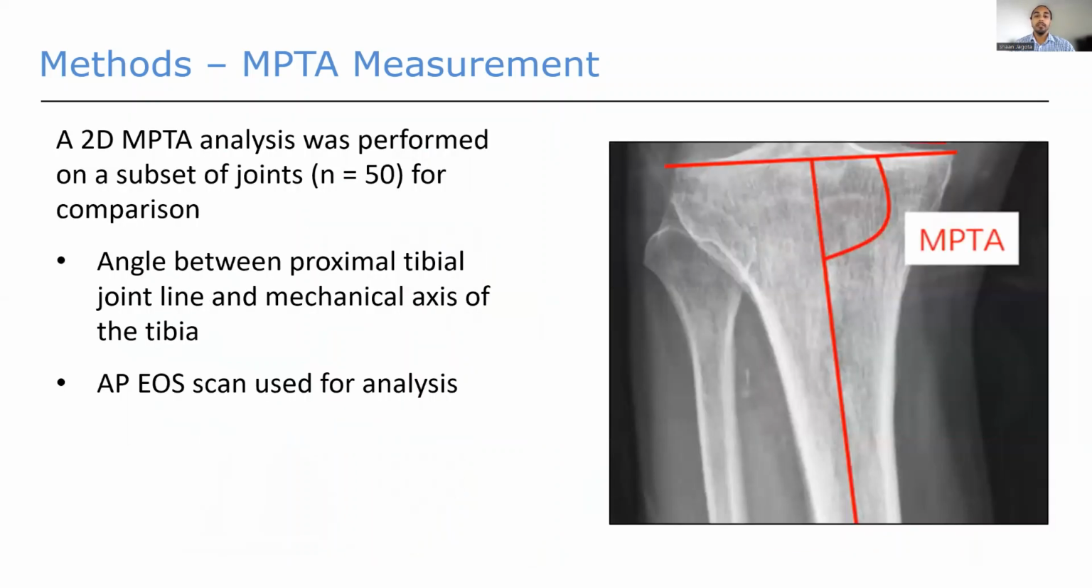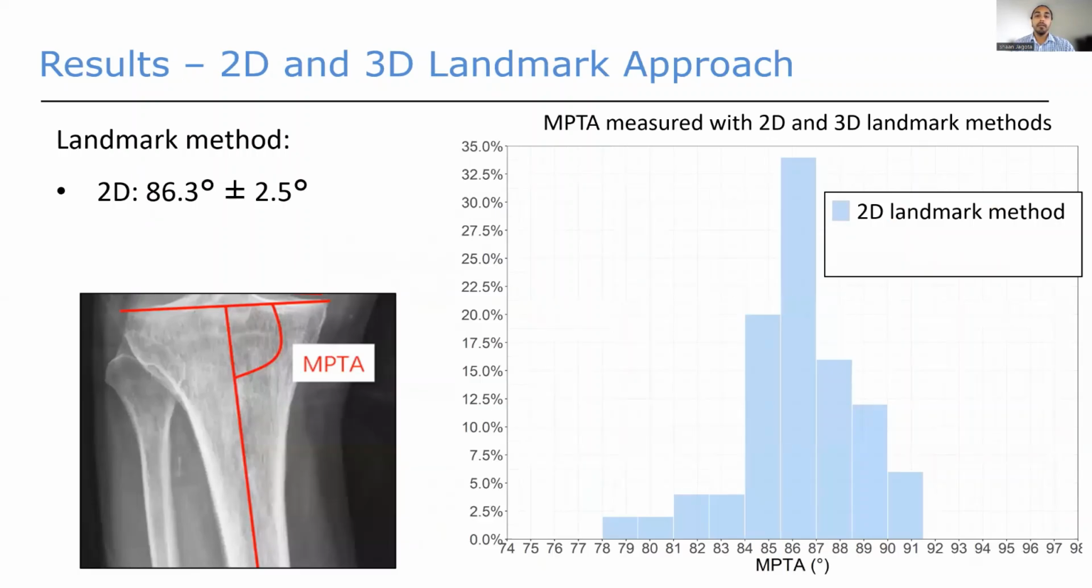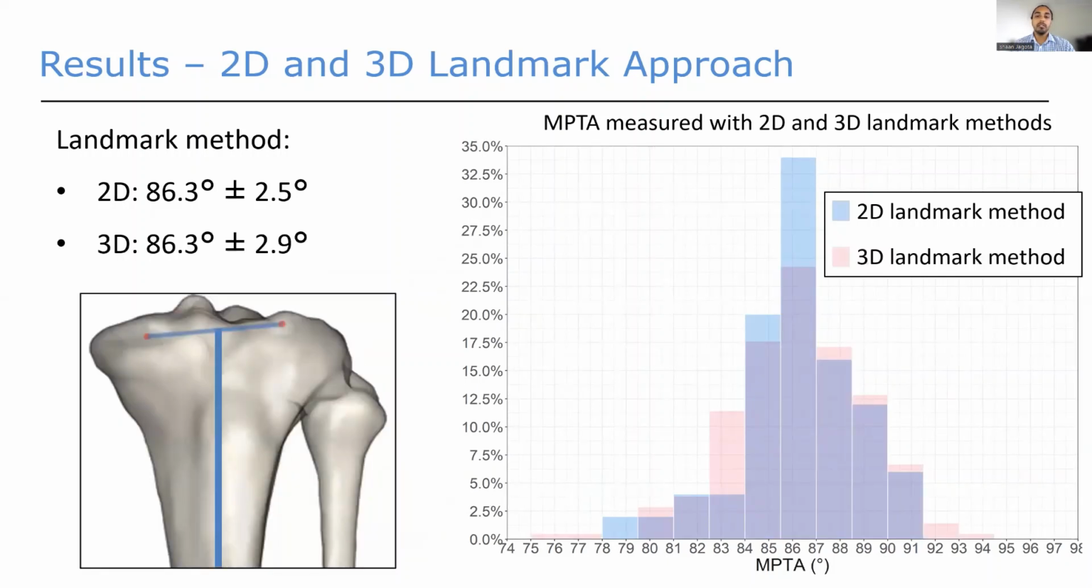A 2D MPTA analysis was also performed on a subset of 50 joints as a proxy for the industry standard. AP-EOS scans were used instead of AP radiographs, as these were captured as a part of the surgeon's standard of care. The mean MPTA using the industry standard 2D approach was 86.3 degrees, which was quite similar to what was observed for the 3D landmark approach.